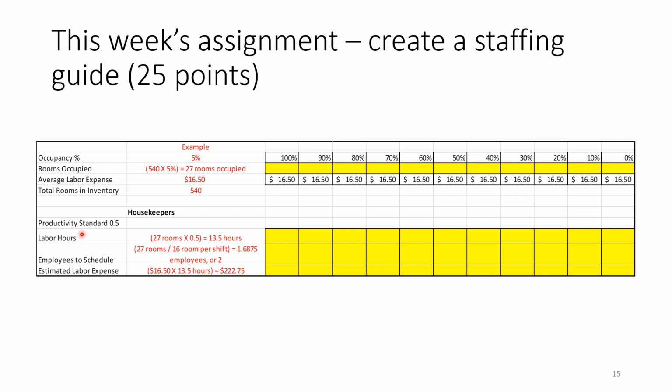So I have given you the productivity standard, which is 0.5 or 30 minutes, which means that a housekeeper should clean one room in 30 minutes or 2 rooms per hour. And remember that will be given to you or set by you at the hotel level. So you'll know what that is. And the productivity standard could be less, it could be more.